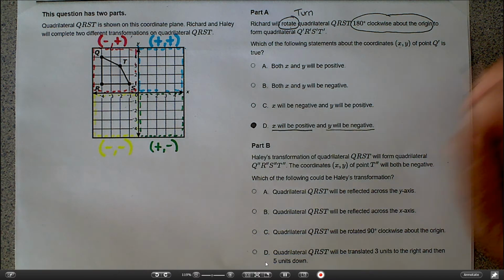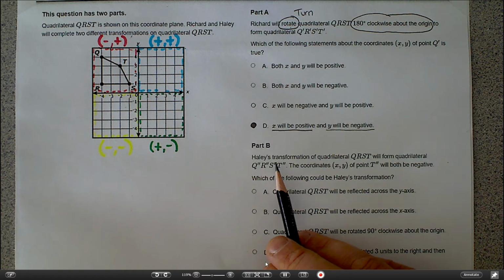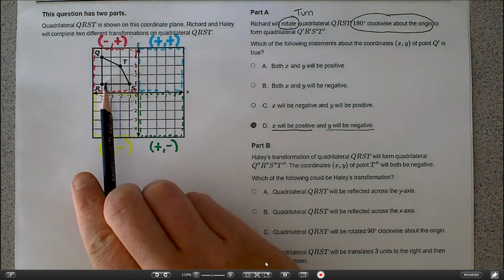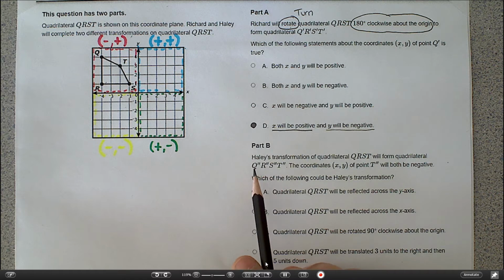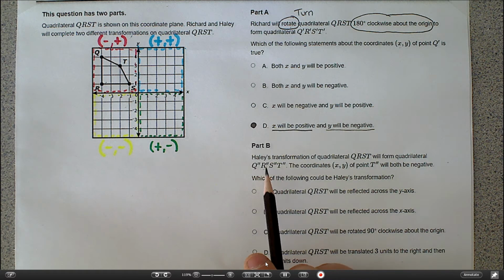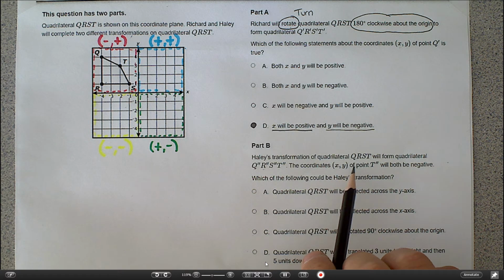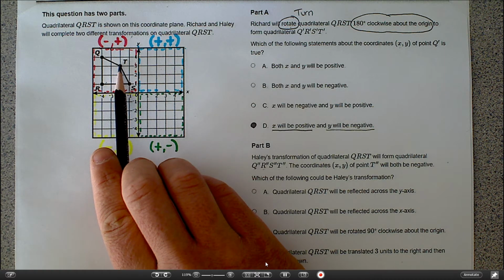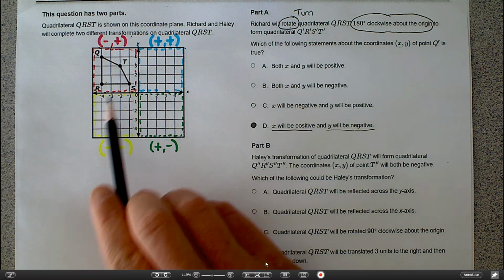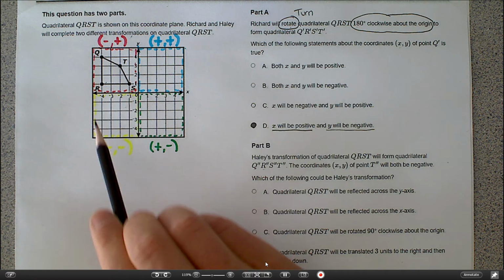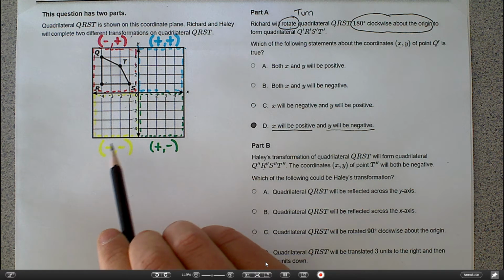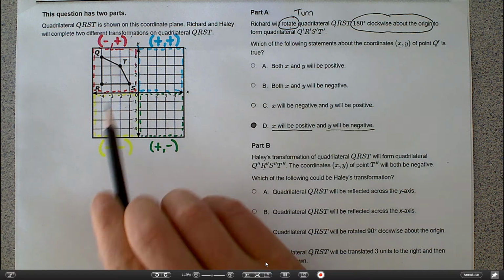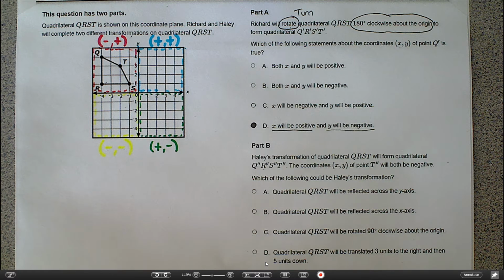Now part B is about Haley. Haley transforms this original shape, QRST, and she's going to form a second new shape, Q double prime, R double prime, S double prime, T double prime. The coordinates X and Y of point T, so this point, will both be negative. So we can already visualize that it's going to have to end up in this yellow quadrant here. If T double prime is both negative, it has to be in the negative quadrant. It has to be in that yellow.